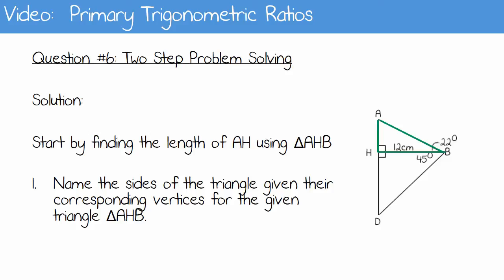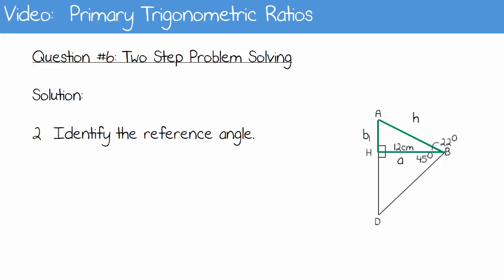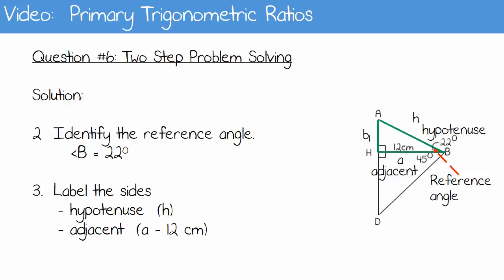Name the sides of the triangle giving their corresponding vertices for the given triangle AHB. Identify the reference angle. Since we know the measure of angle B, this will be our reference angle. Label the sides. Hypotenuse, adjacent, opposite.